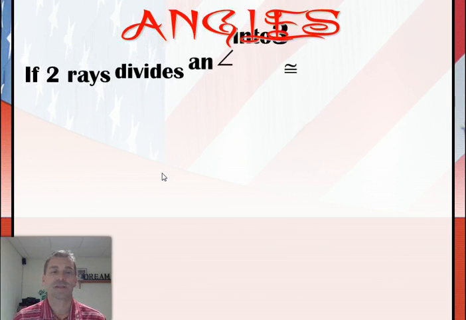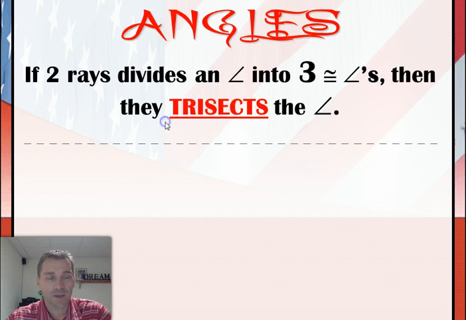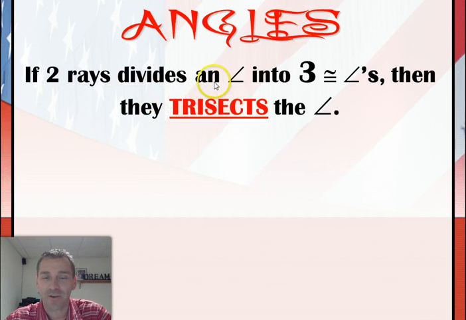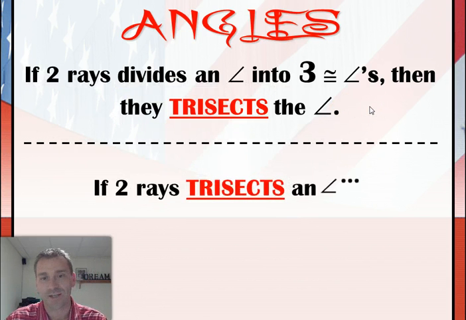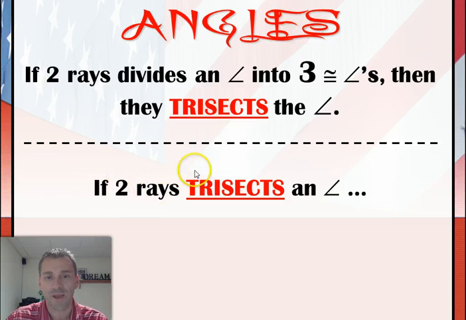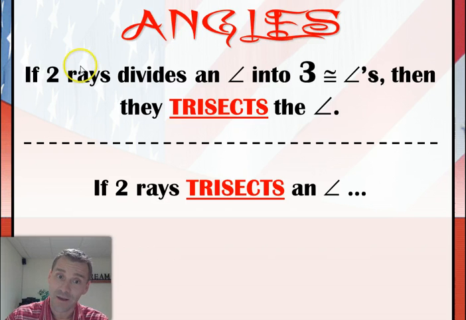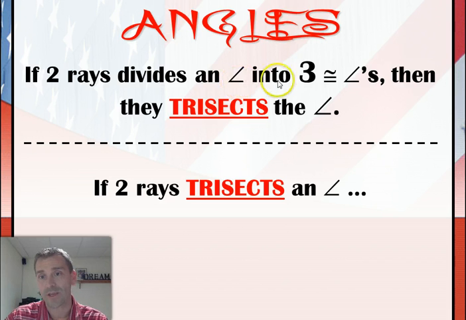And on to the wording of trisect with angles. So here's the wording. It says if 2 rays divide an angle into 3 congruent angles, then they, meaning the two rays, trisect the angle. And the last one flip-flops, still the definition of trisect with angles, but it says if two rays trisect an angle, then they, meaning the rays, divide the angle into 3 congruent angles.